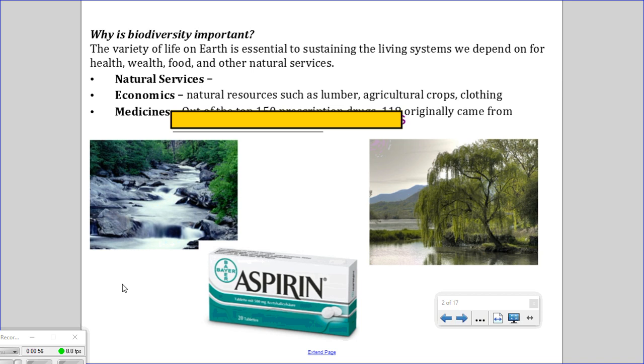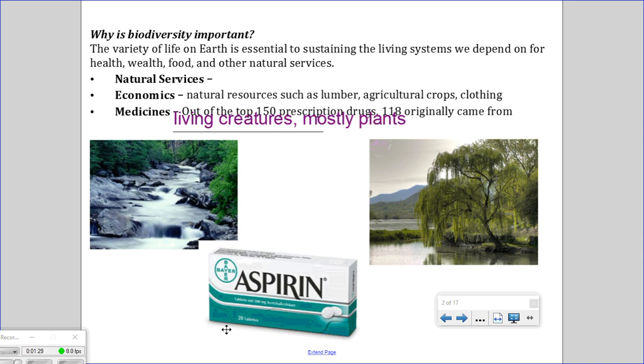Why is biodiversity so important? The variety of life on Earth is essential to sustaining the living systems we depend on for health, wealth, food, and other natural services. These include natural services, economics, and natural resources such as lumber, agriculture, crops, and clothing, and medicines. So, out of the top 150 prescription drugs, 118 originally came from living creatures, mostly plants.